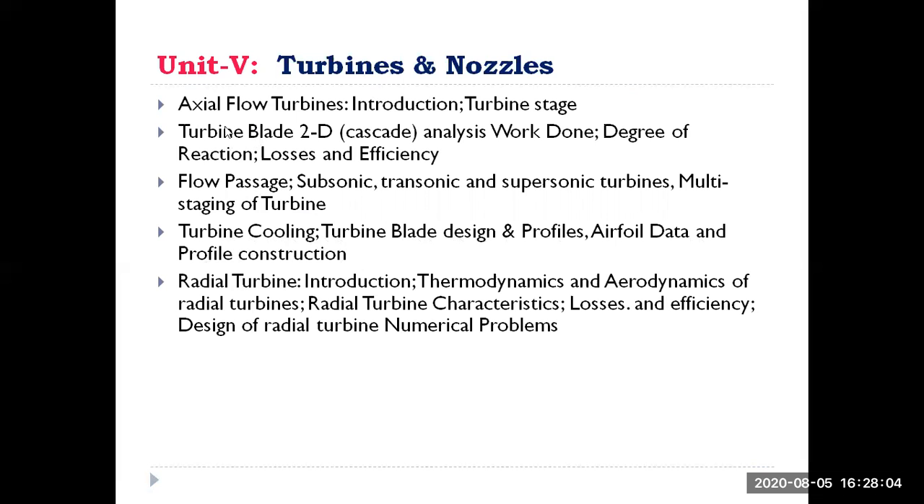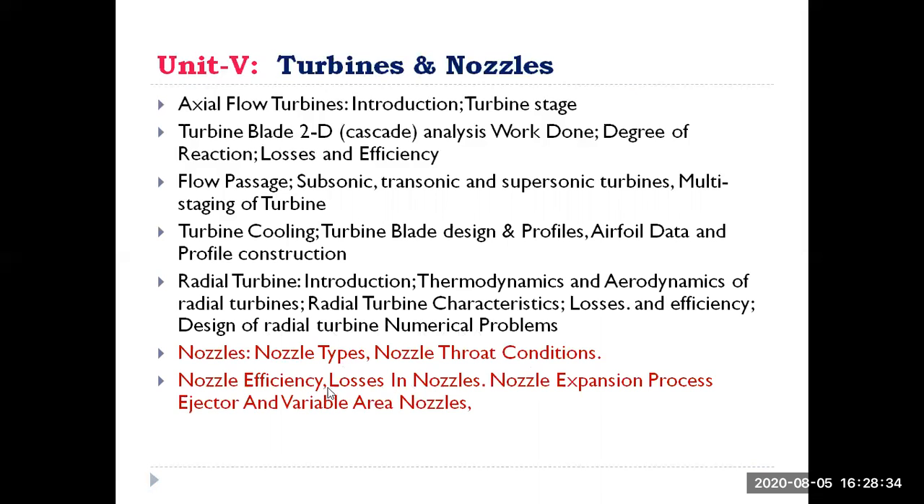Above all topics are related to axial flow turbines; now these topics are related to radial turbine. Introduction to radial turbine, thermodynamics and aerodynamics of radial turbine, characteristics, losses and efficiency. Design of radial turbine, numerical problems. Next, nozzles. These topics come under nozzles: nozzle types, nozzle throat conditions, nozzle efficiency, losses in nozzles, nozzle expansion process, ejector and variable area nozzles, thrust reversal, thrust vectoring, noise reduction methods.